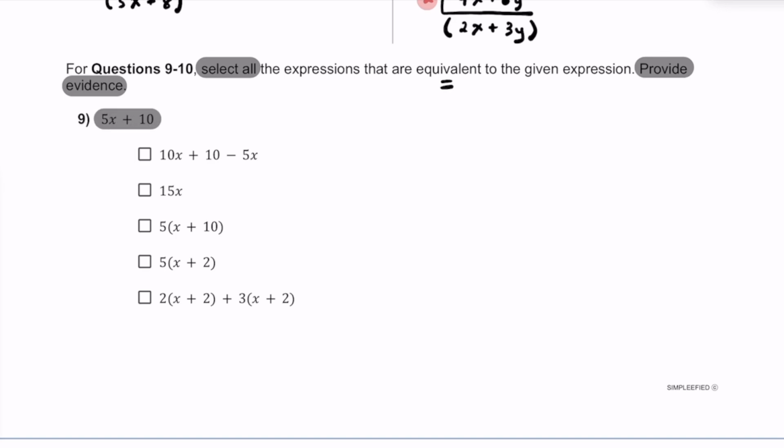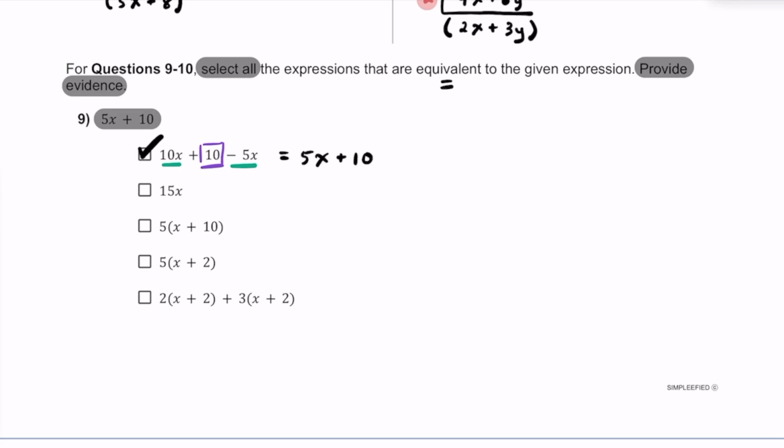If we take a look at this first option here, we have these 2 different terms here. We have 10x minus 5x. So if you combine those like terms, 10x minus 5x is going to be 5x. And then you have this constant term of a 10 here. So that's just going to be plus 10. So the question is, is this the same thing as what we started with? I think the answer is yes. So I'm going to go ahead and just put a check mark saying that one is correct.